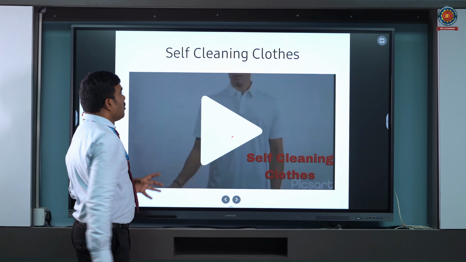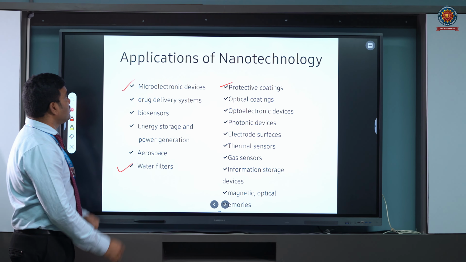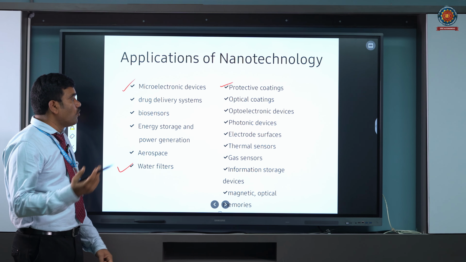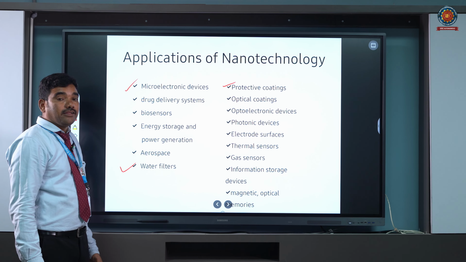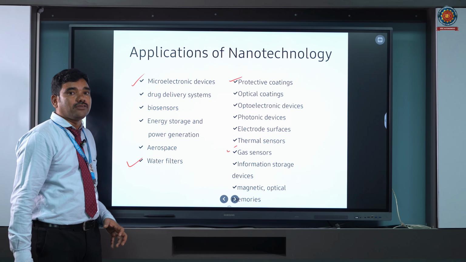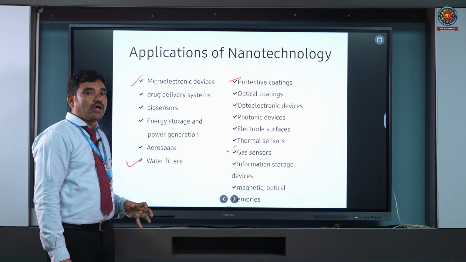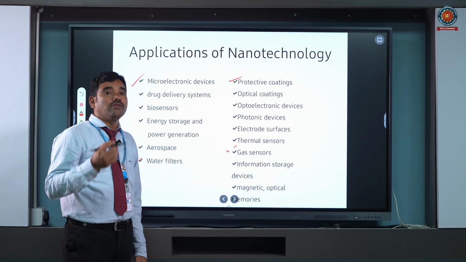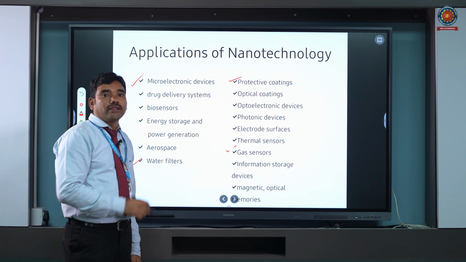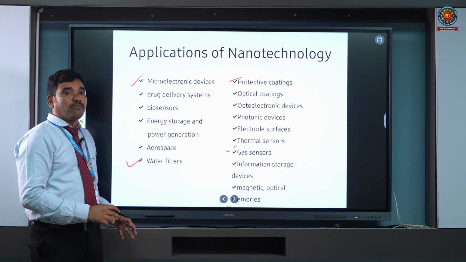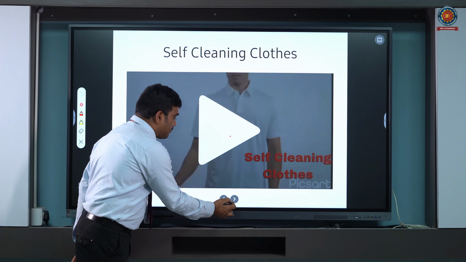See the nanoparticle applications: microelectronic applications, photonic devices, and gas sensors. These applications are mostly useful to society. Technologically developed countries are at the forefront in nanotechnology. In modern research, nanotechnology is at the forefront.